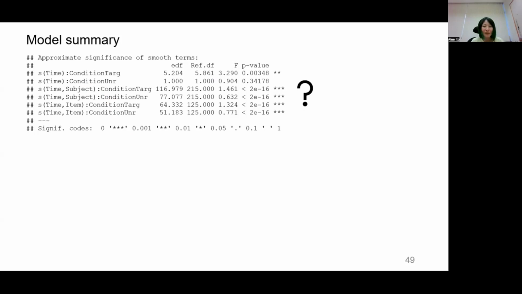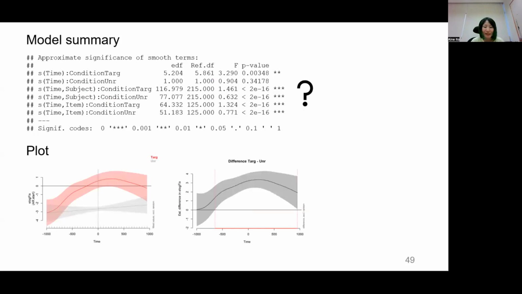So to get what we usually want when we run GAM, we plot the difference between the target and unrelated condition across time. What we're plotting here is the time, and then empirical is a transformed fixation proportion for the target and the unrelated condition. And this is a difference plot. If you plot something like this, this will tell us when the effect started, that's the red dotted line here, and when the effect ended, that's the red dotted line here. And this is how long the effect lasted.